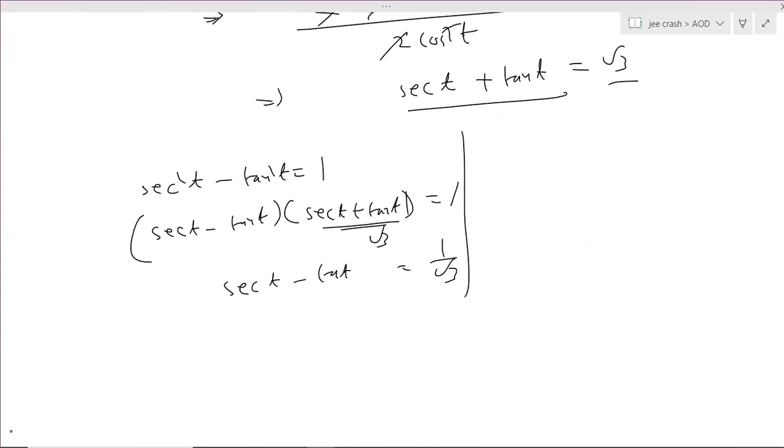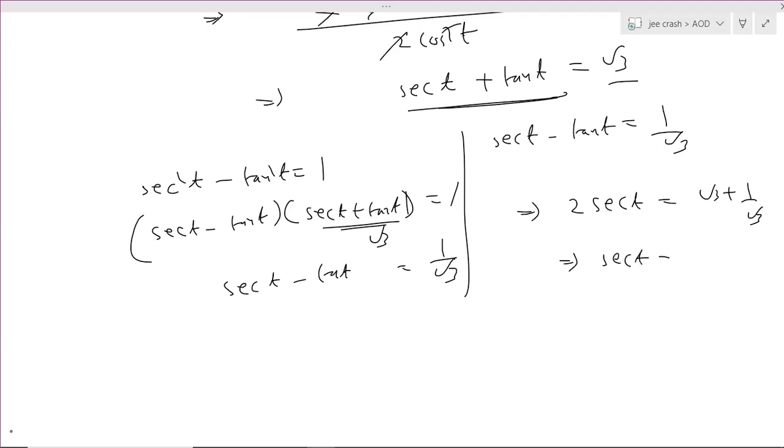Yes, sir. So we have this and we have this. If I add these two together, 2 sec t becomes root 3 plus 1 upon root 3. So sec t is half of root 3 plus 1 upon root 3. Clear? Yes, sir. Now you can find the value of t. If you find t, then you can find y also. I hope this thing is clear.